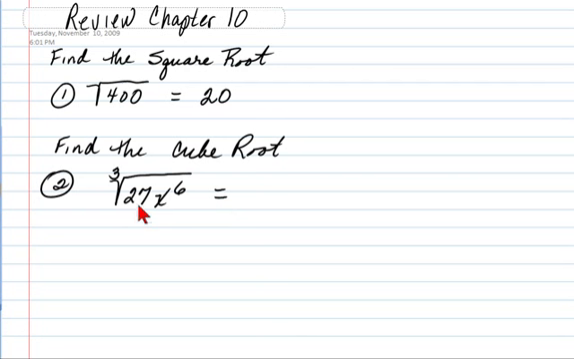The cube root of 27 is 3 because 3 cubed is 27. The cube root of x to the 6th, remember that when you're dealing with exponents and variables, you divide the index into the exponent, and that will give you x to the 2nd power.